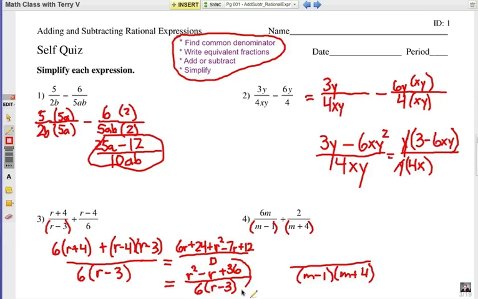Now there's no way to factor that or simplify it in any way, so if you can see it in all this mess here, there's my final answer.